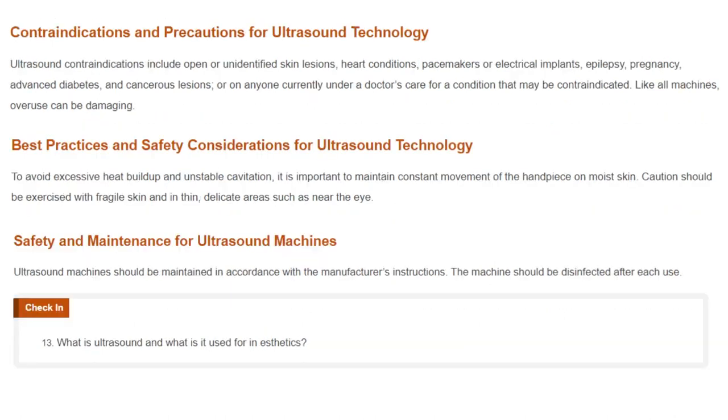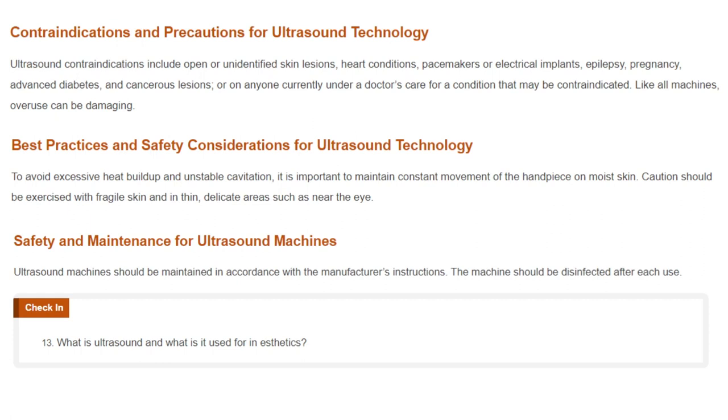Contraindications and precautions for ultrasound technology. Ultrasound contraindications include open or unidentified skin lesions, heart conditions, pacemakers or electrical implants, epilepsy, pregnancy, advanced diabetes, and cancerous lesions, or on anyone currently under a doctor's care for a condition that may be contraindicated. Like all machines, overuse can be damaging.